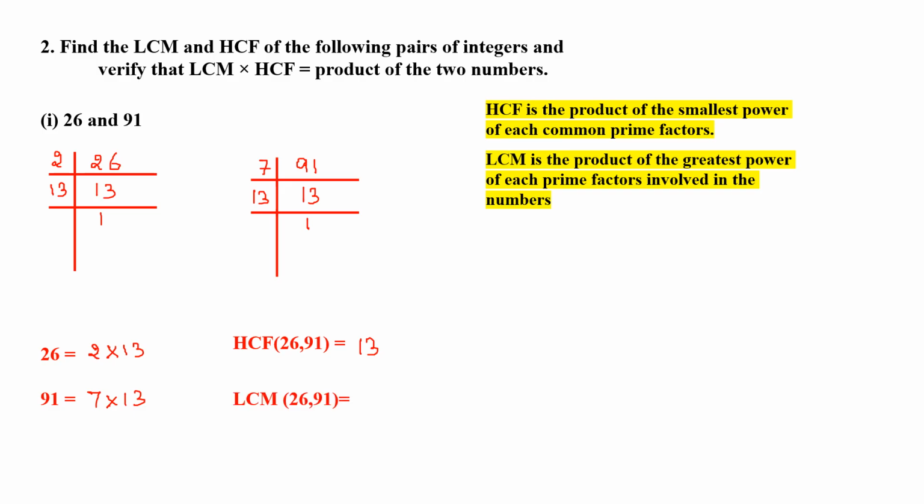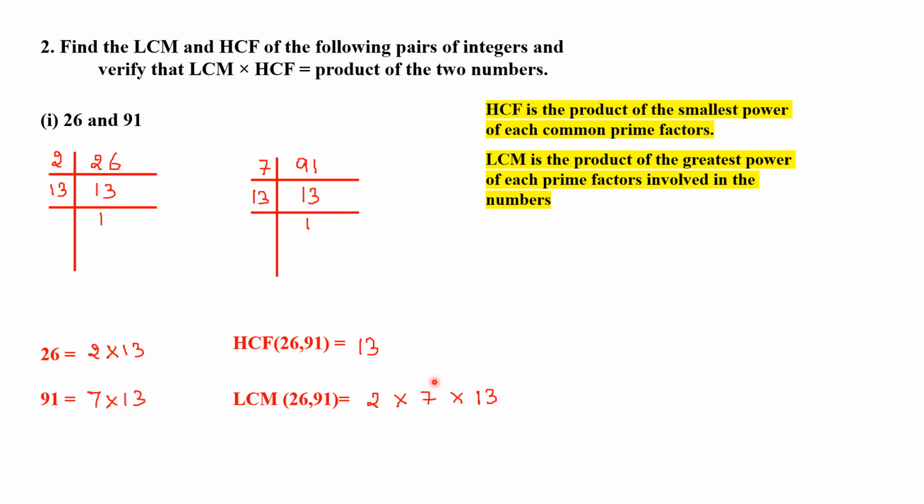Next, you have to find the LCM. So LCM is the product of the greatest power of each prime factor involved in the numbers. So you have to take each prime factor. So you can see in both the numbers, the prime factors are 2, 7 and 13, isn't it? So first write what the prime factors are. So it is 2, 7 and 13. And then, what it says, you have to take the greatest power of these prime factors. So the greatest power of 2 is 1, the greatest power of 7 is also 1, the greatest power of 13 is also 1.